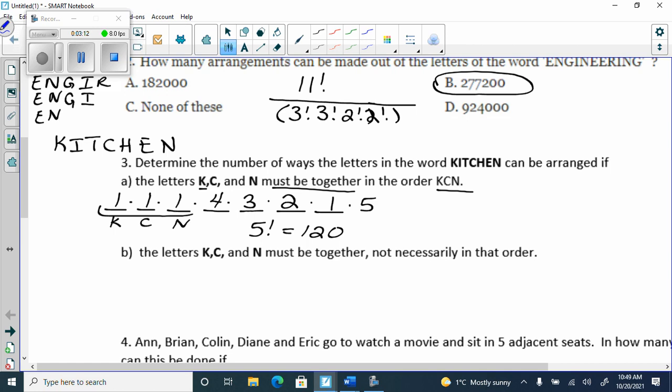Then it says letters KCN must be together, not necessarily in that order. Sure. 1, 2, 3, 4, 5, 6, 7. KCN not necessarily in that order. So I have how many now? 3 then. You see the multiplication dots? You better have them as well. And then 4, 3, 2, 1 multiplied by 5. I'm taking this case 3, 2, 1, 4, 3, 2, 1, and I'm timesing it by 5 because there's 5 cases that look exactly like that if I drew them all out, right? If I move this around. So I get 3 factorial times 5 factorial, which is 720.